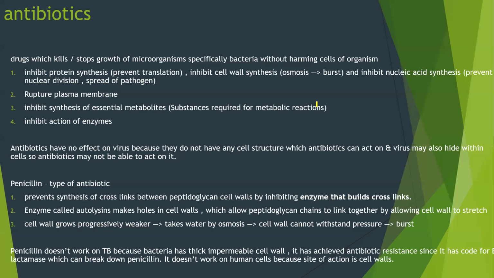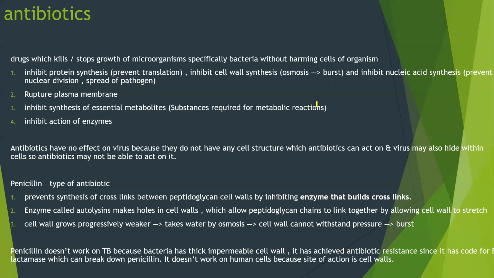So the enzyme, which is known as autolysin, makes holes in the cell wall, which allow the chains to link together. When it allows this to happen, it allows the cell wall to stretch. So what happens is the cell wall grows progressively weaker. And as we talked about, when water is taken in, it cannot withstand the pressure, eventually bursting. So what happens when, say, a pathogen has antibiotic resistance?